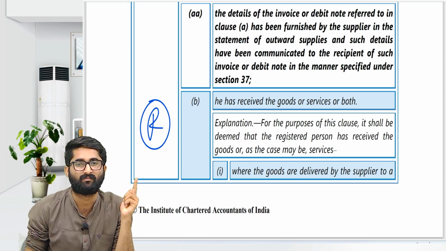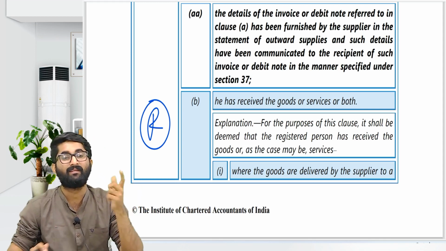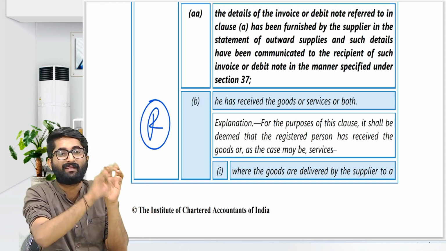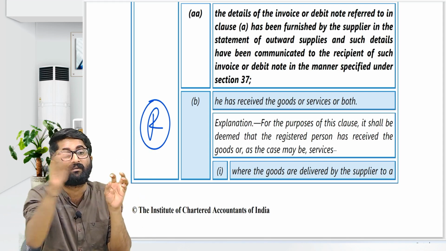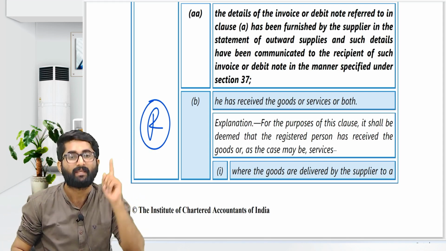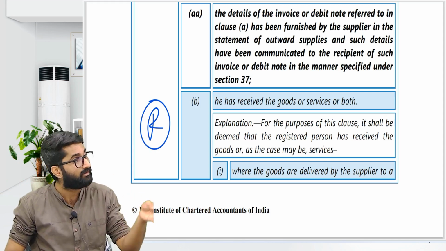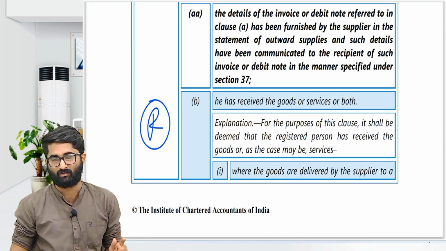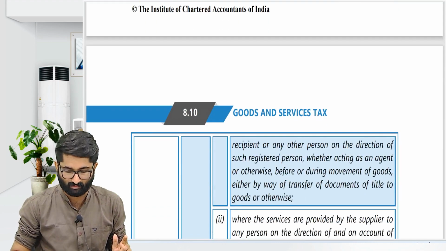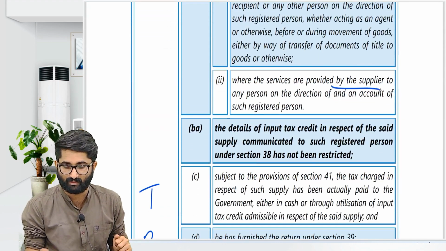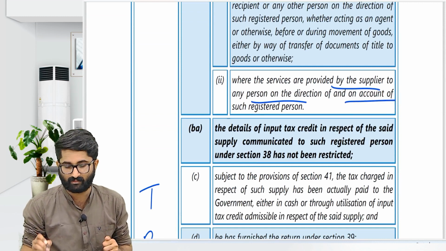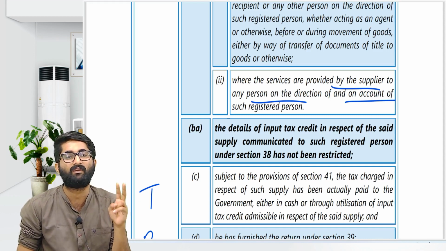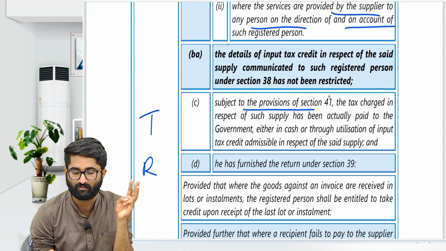And there is an explanation for this clause. In case of bill to ship to model, remember bill to ship to model, you have ordered the goods, but you are directing the supplier to send them to some other person. In that case, even though the goods are received by your agent or the job worker, it will still be considered as you having received the goods. This is one important point we had to discuss here. And where the services are provided by the supplier directly to another person on account of such registered person, then also it will be considered that you have received the services. This is TR.